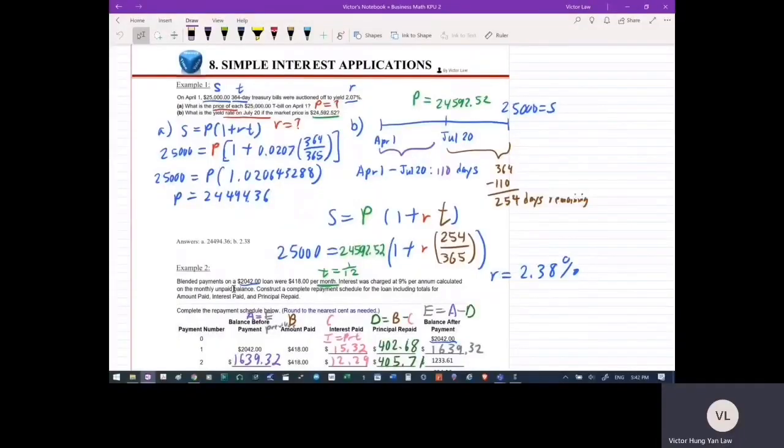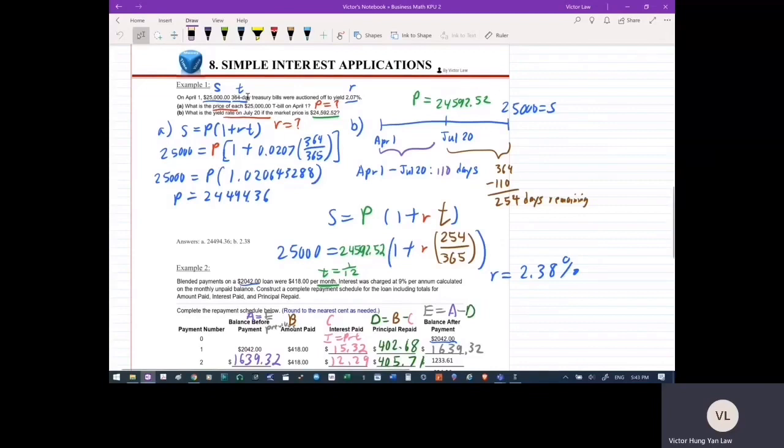So example 1: on April 1st, $25,000 364-day T-bills were auctioned off to yield 2.07%. Part A: what is the price of each $25,000 T-bill on April 1st? In part A, what we're solving for is the price, that's the present value, how much it's worth today. The first number that we see in the question is 25,000, that's your future value. That's how much we get back at the end of the contract.